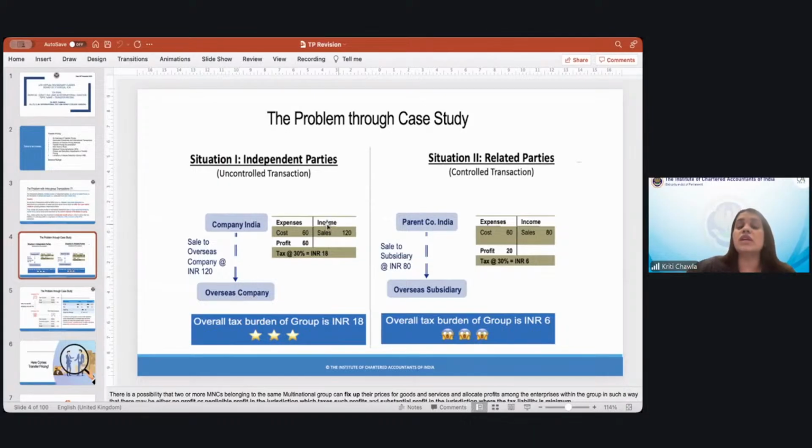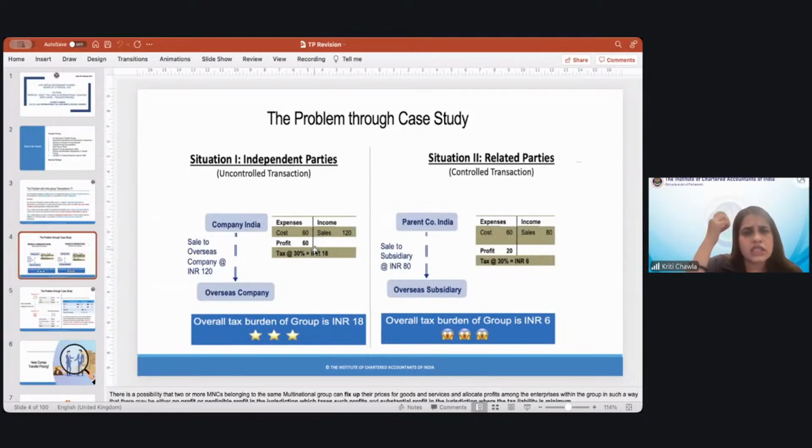So what they do is, the cost of manufacturing this product for the Indian company is 60 rupees. They decide to sell this product at 120 rupees. The profit comes to 60, and tax at the rate of 30%, let's just presume, is 18 rupees. Tax at the rate of 30% on profit of 60 becomes 18 rupees. So 18 is the tax that they're actually paying.